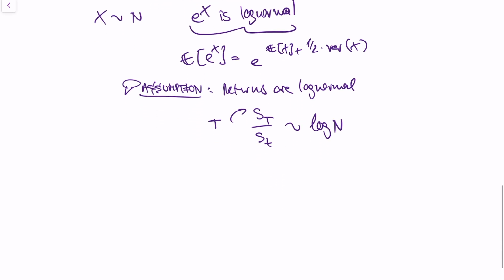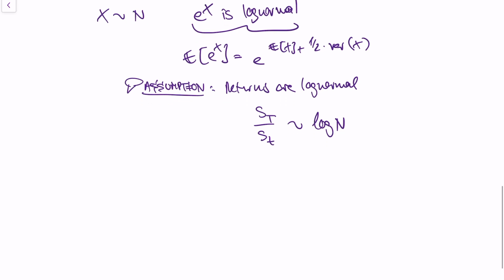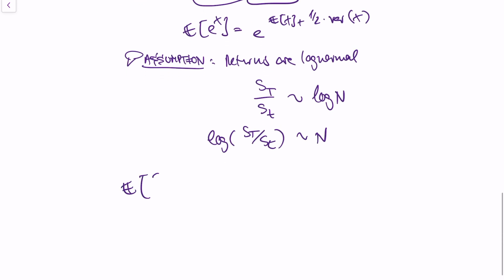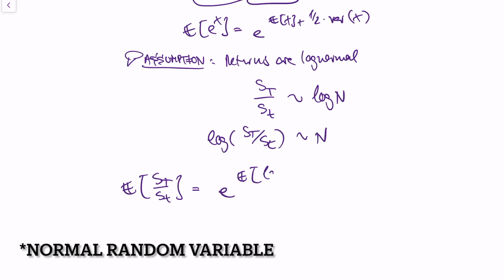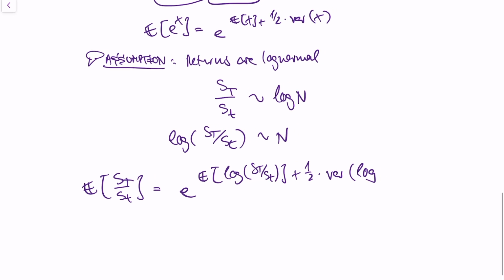So if that is log normal, then we can calculate the expected value of this. So we assume that S_T divided by S_t is log normal, so the logarithm of S_T divided by S_t is distributed normally. So if we want to calculate the expected value of S_T divided by S_t, we can do this using our handy formula, saying, okay, the expected value is e to the power of the expected value of our random variable, log S_T divided by S_t, plus 1/2 times the variance of log S_T divided by S_t.